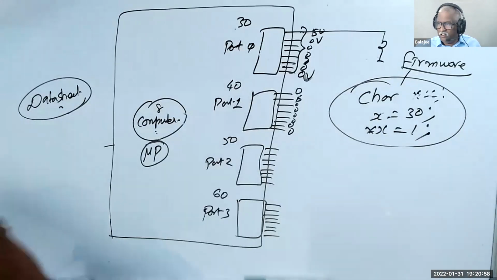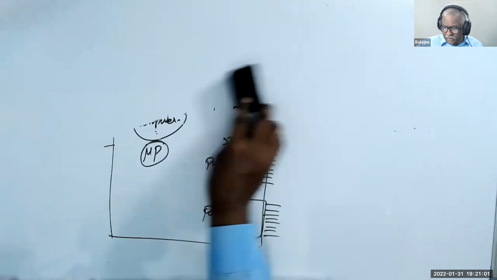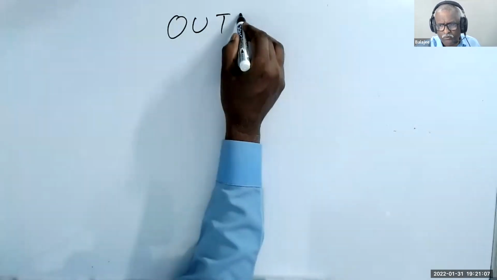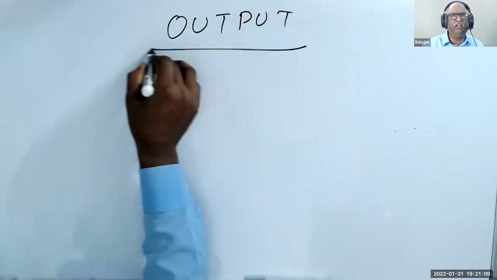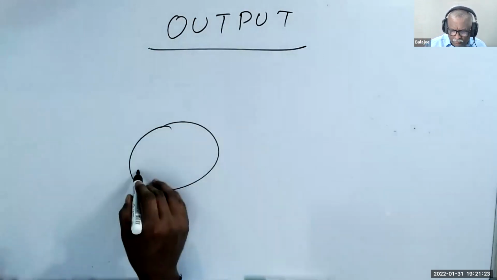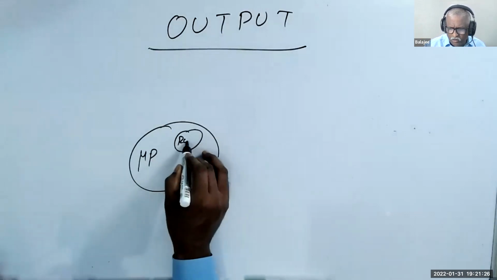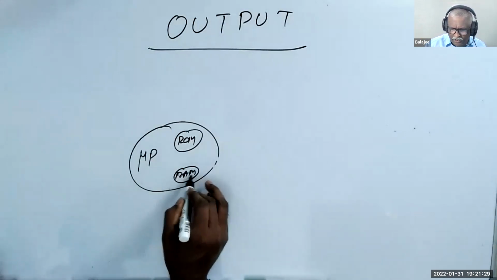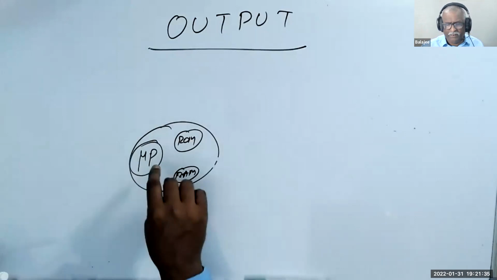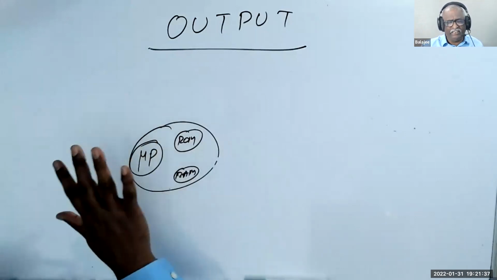So please understand the thing. Your electronic system, we are talking about only output now. Tomorrow, next class, we will discuss input. This class, we are discussing only output. Irrespective of any microcontroller, I don't mind which one you use, all the microcontrollers have 3 units: one is a microprocessor, one is ROM, one is RAM. That is compulsory. If you use a microprocessor, ROM is a must. If you use a microprocessor, RAM is a must. Without this, nothing will work.